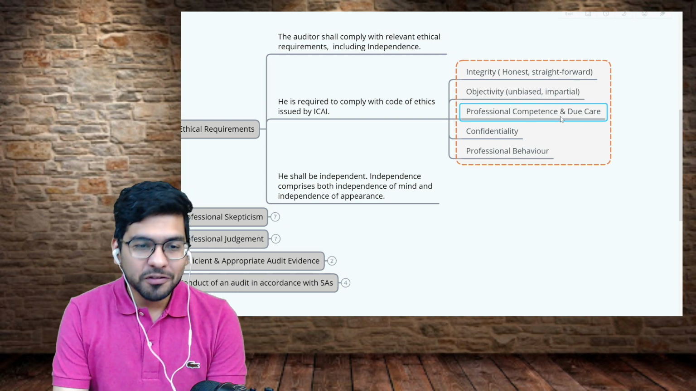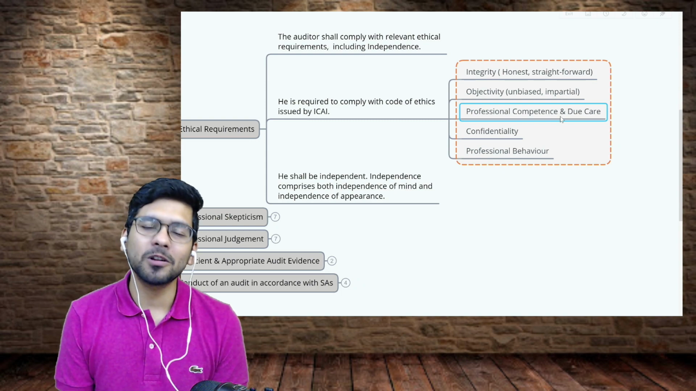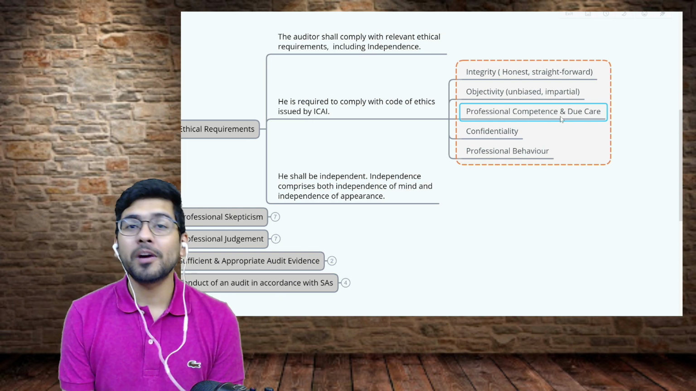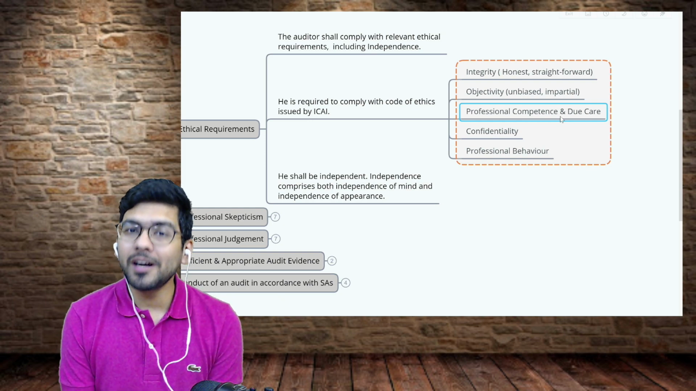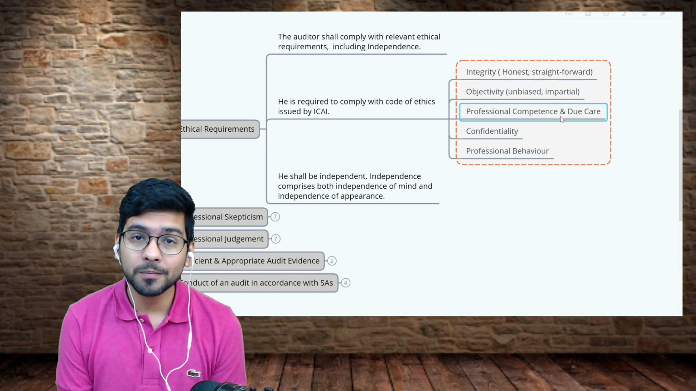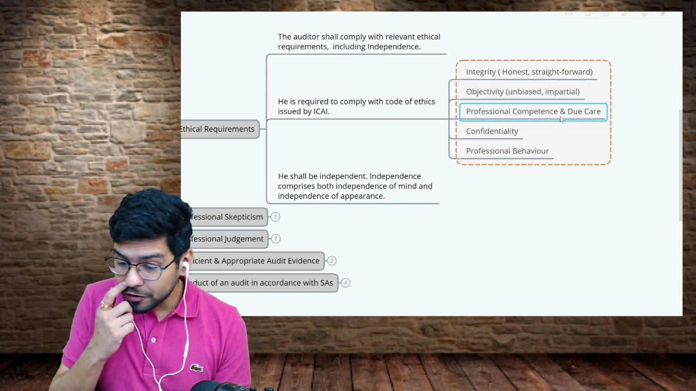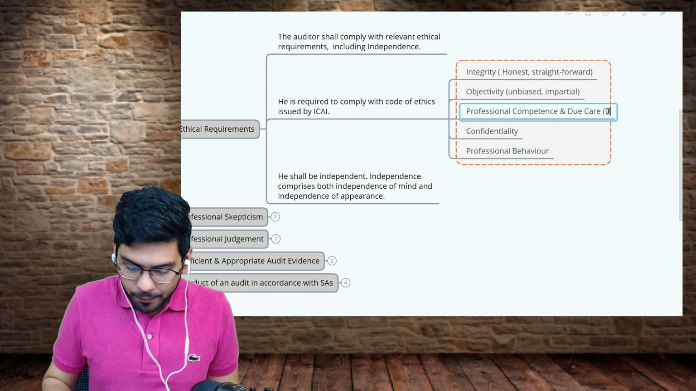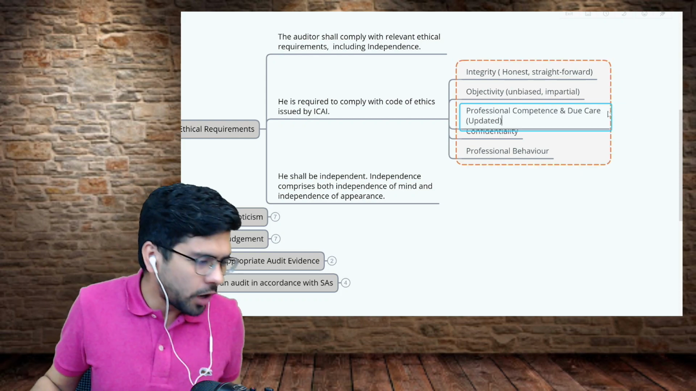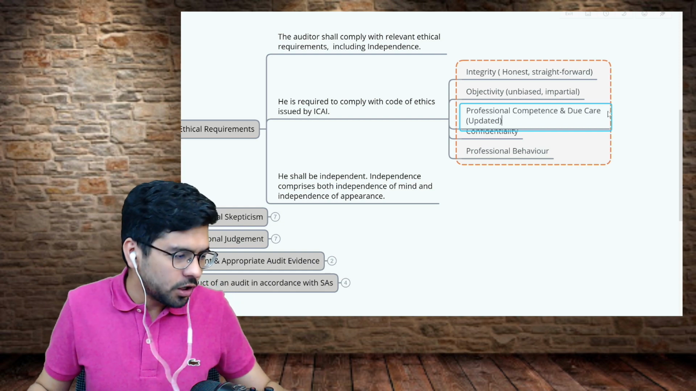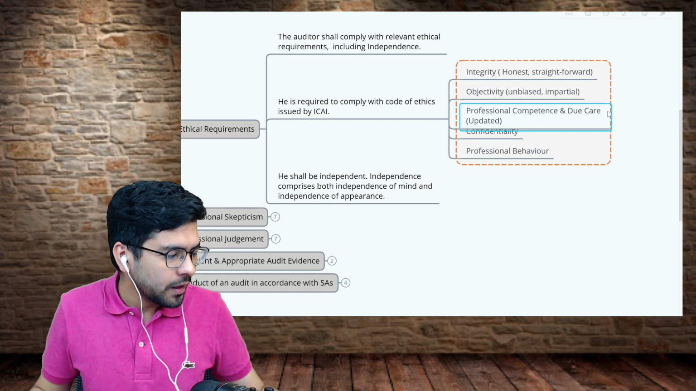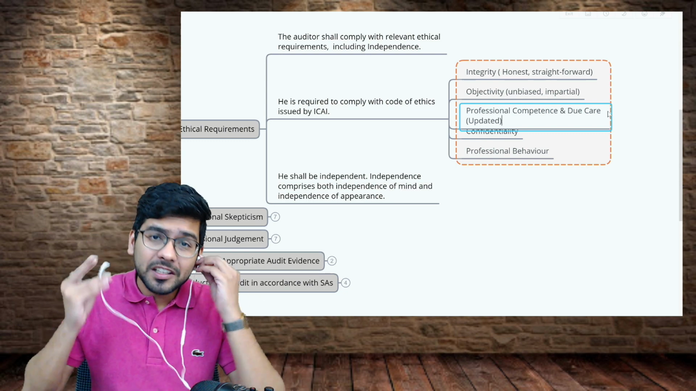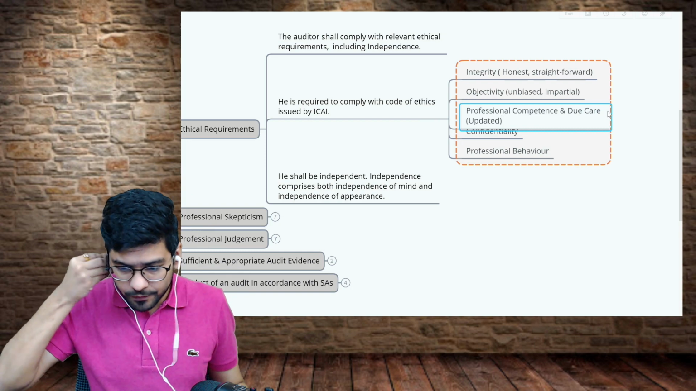The profession that you have chosen demands that you have to be constantly in touch with books. Every other day Modi ji comes up with a new law, new amendment, so you have to be updated. If you are not updated, how do you think you are going to perform the audit well? So when I say professional competence and due care, it simply means that you have to be updated. Obviously you have to have the knowledge, the degree, the skills, but at the same time you need to be updated with the latest rules, regulations, the laws.